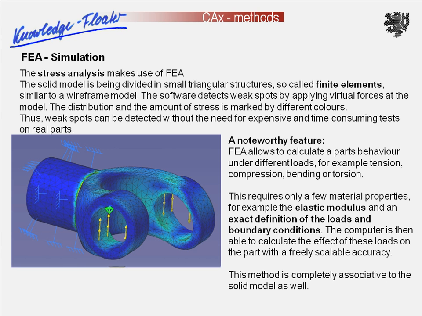A noteworthy feature: FEA allows to calculate a part's behavior under different loads, for example tension, compression, bending or torsion. This requires only a few material properties, for example the elastic modulus, and an exact definition of the loads and boundary conditions. The computer is then able to calculate the effect of these loads on the part with a freely scalable accuracy. This method is completely associative to the solid model as well.